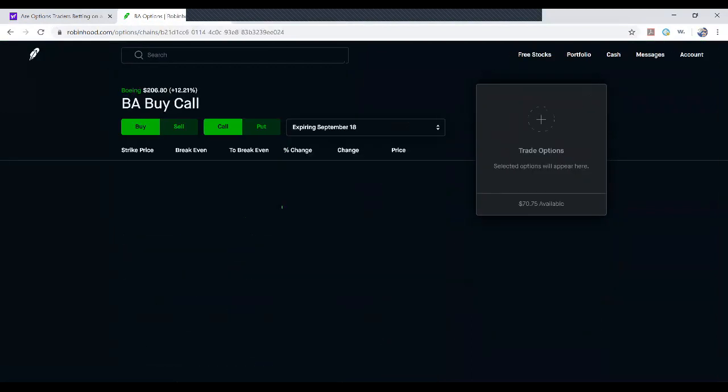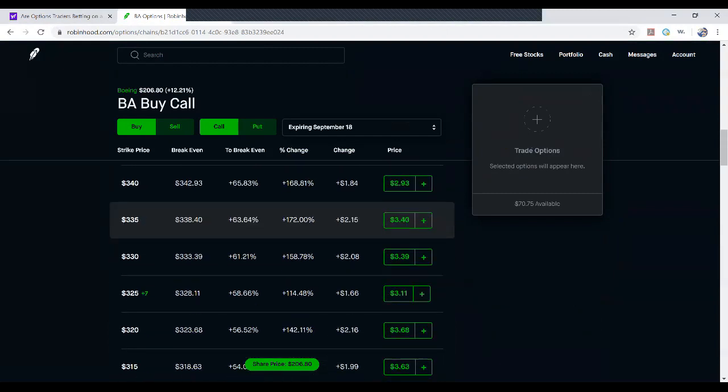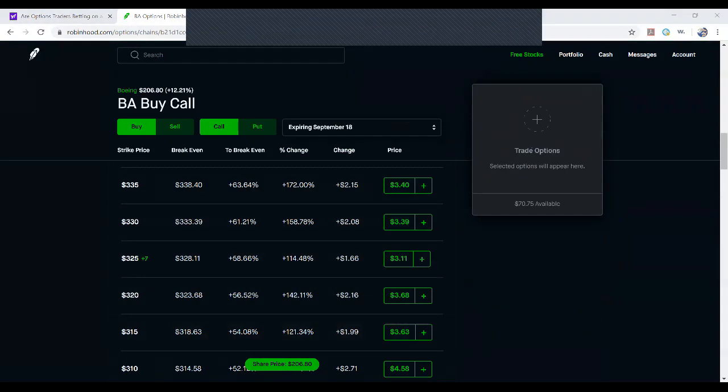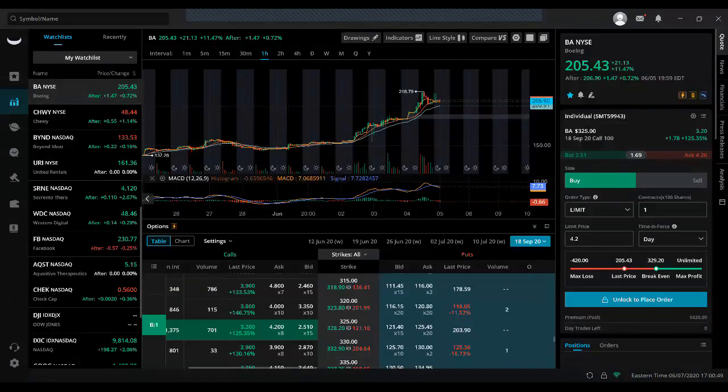We're looking at September 18th here, 325. So you see here, it lays it out much nicer. You can kind of get a feel for it, like 311, all that. And then you can go over to Webull, right? You can go over to Webull and purchase your option right here.